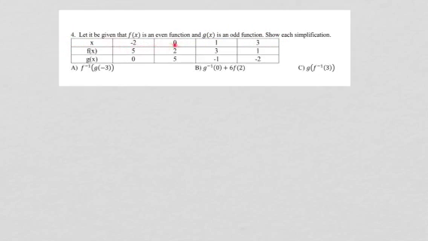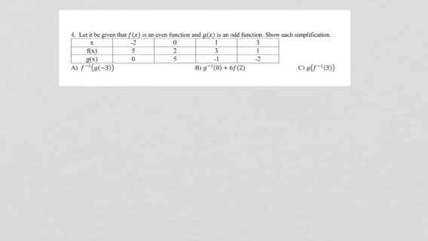These values are outputs. These are what we get when we plug x in to f. And these values are also outputs. It's what we get when we plug in x for g. So for example, f of 1 is 3. g of 3 is negative 2. Okay? So part A. f inverse of g of negative 3.